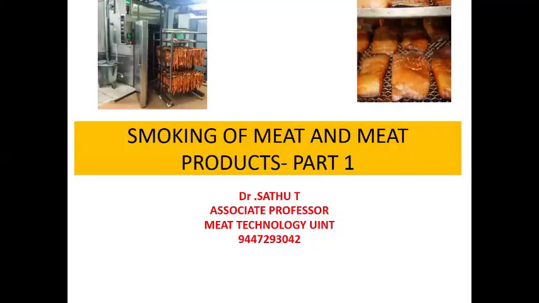Today's lecture is on smoking of meat and meat products. In this lecture, there are two parts, part 1 and part 2. In part 1, I'll be talking about how smoke is formed, what the different components of smoke are, which type of wood we can use for smoking, and what things you have to follow when doing the pyrolysis of the wood so that we can produce a good quality smoke.